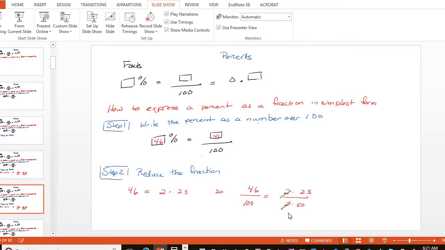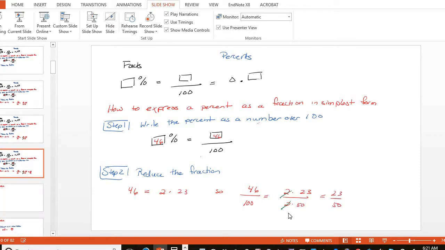So this slashing method, you will get used to it because you're going to have to get used to it when we start moving to algebra. So again, when we learn something, we should learn it so that it's sustainable to the next class and the next thing you need. So in the simplest form, the answer is 23 over 50.